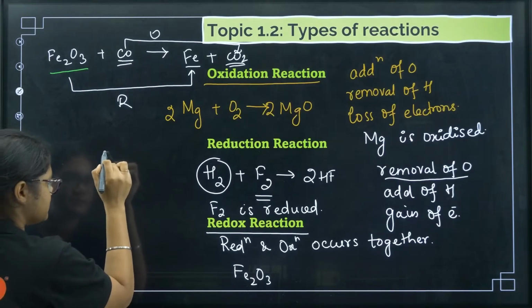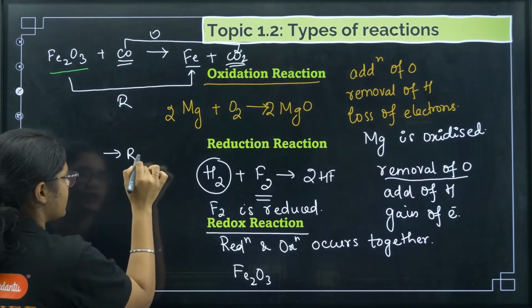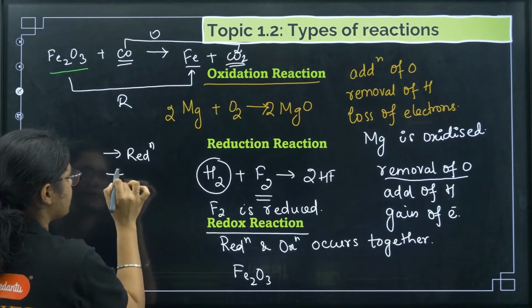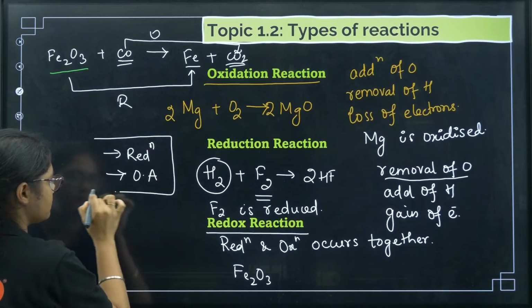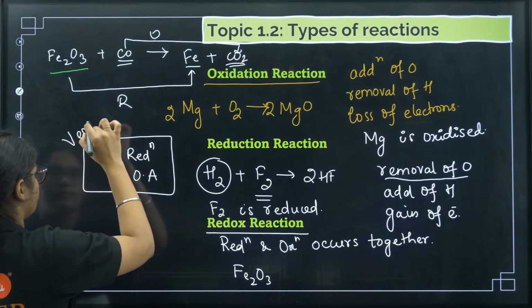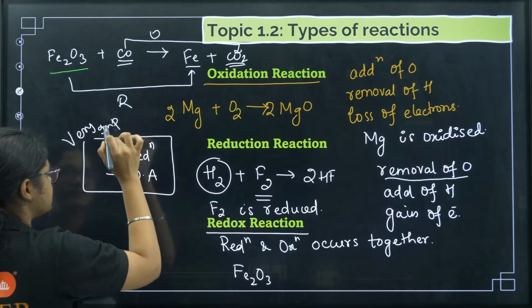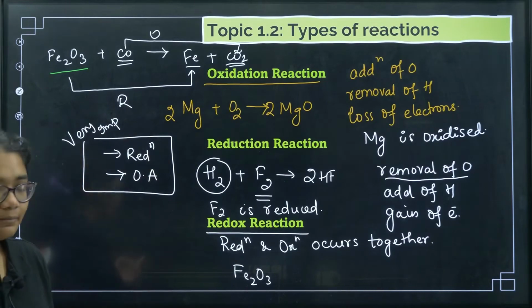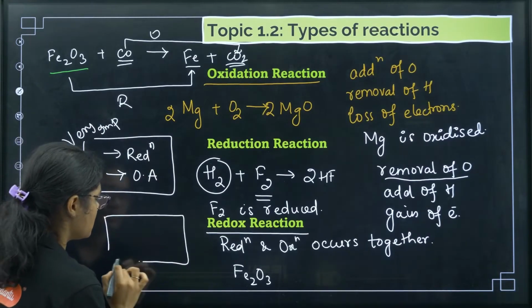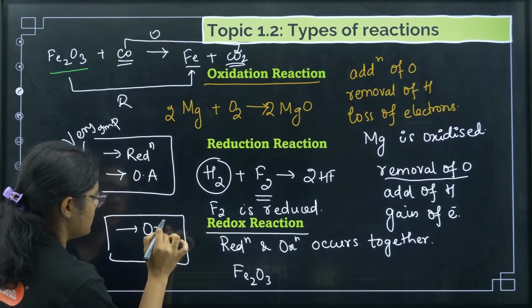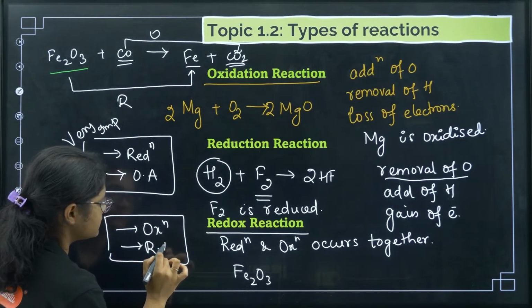Now one very important thing you have to remember: the species which undergoes reduction behaves as an oxidizing agent. Remember this one, very important. The species which undergoes reduction behaves as an oxidizing agent, and the species which undergoes oxidation will behave as a reducing agent.